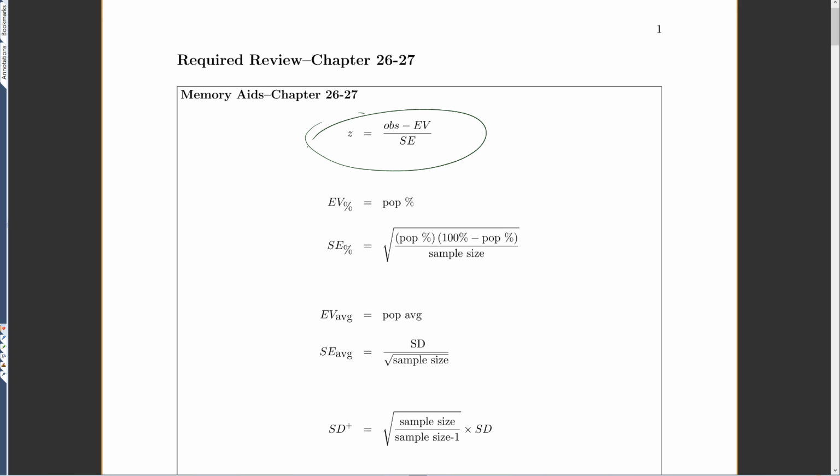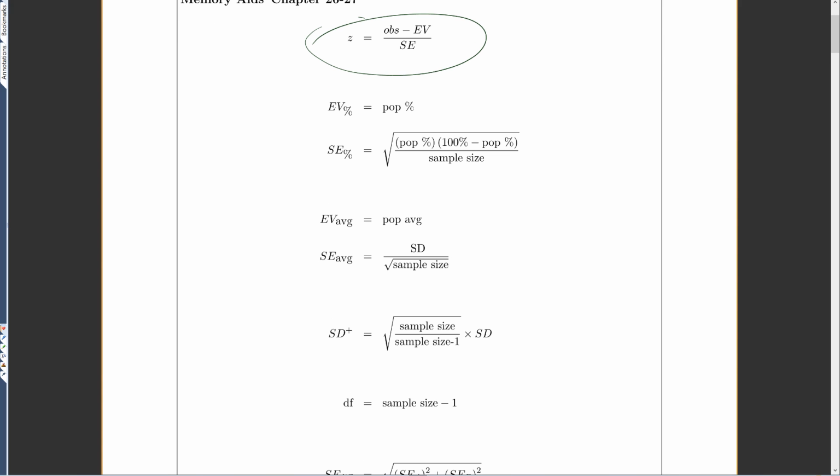Our test statistic for every test is just z equals our observed minus our expected value over our standard error, and that works for every test. And then we just have hints to help you remember what your different expected values and standard errors would be. So you have one for percentages, you have one for averages, you have SD plus and the degrees of freedom. Remember, this is for your t-test.